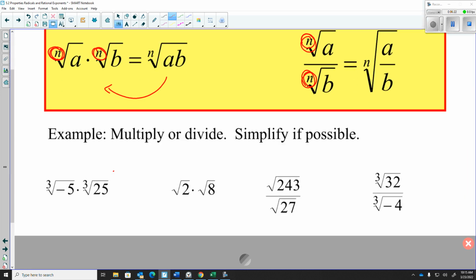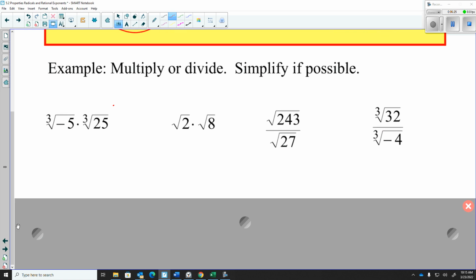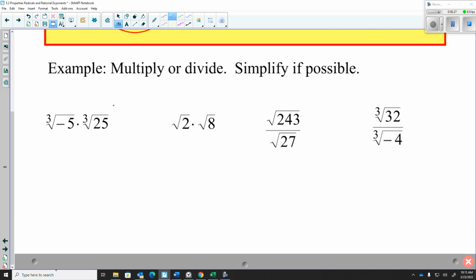There's multiply or divide, simplify if possible. Well, let's just think about this. The cube root of -5 times the cube root of 25. Well, I don't know what the cube root of -5 is. I also don't know what the cube root of 25 is. So I definitely don't know what they are multiplied together.